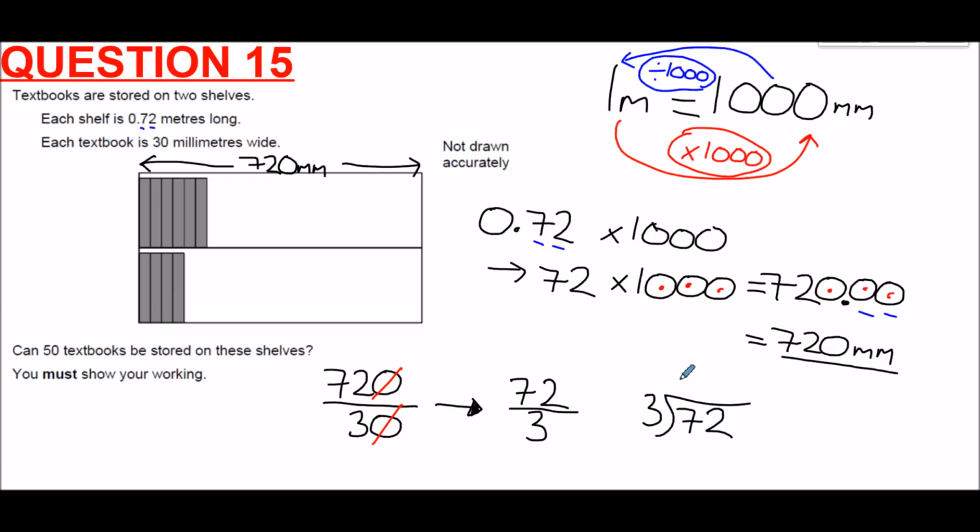How many 3's fit into 7? We can fit 2 3's inside 7, but 2 3's are 6, so we've got 1 remainder. So that 2 is now 12 because of a remainder of 1 next to it. 3's into 12 goes 4 exactly, with no remainder, so we can stop. That's our final answer. And so 72 divided by 3 equals 24. So that tells us that we can get 24 books on each shelf.